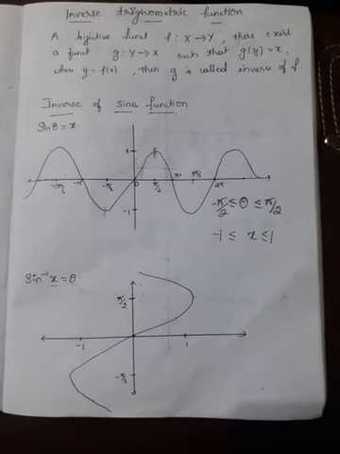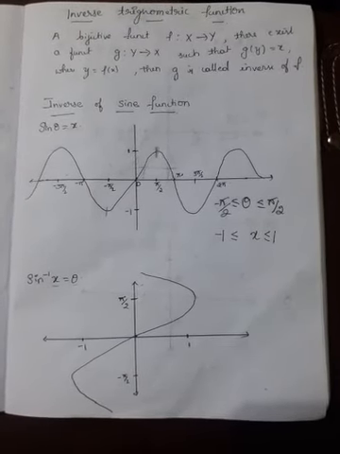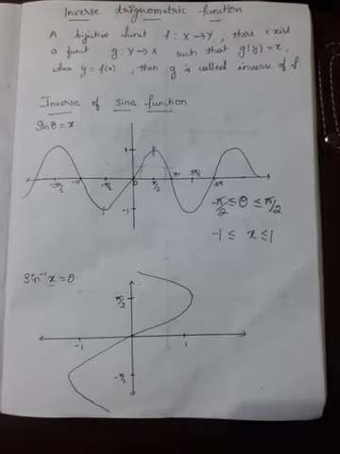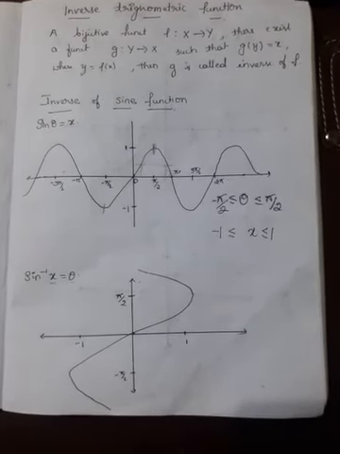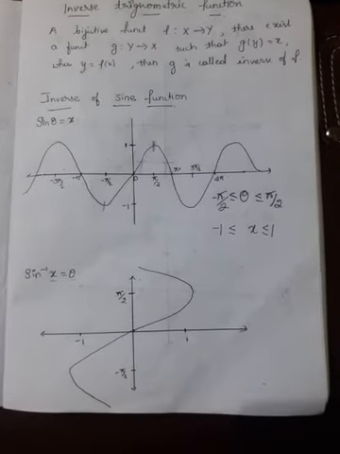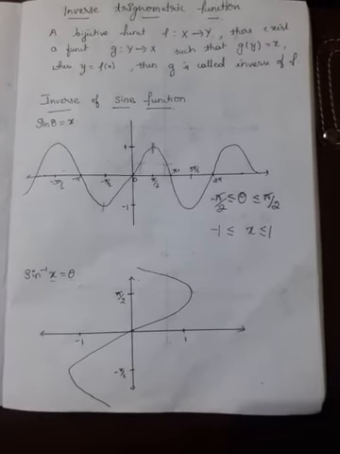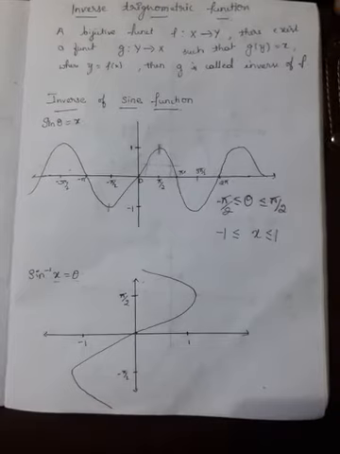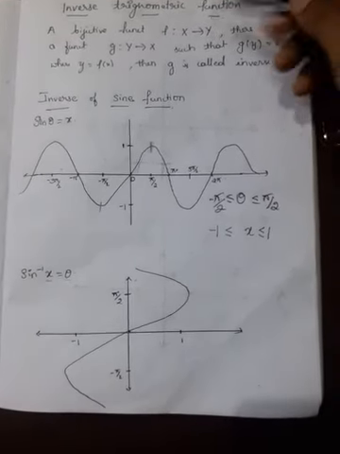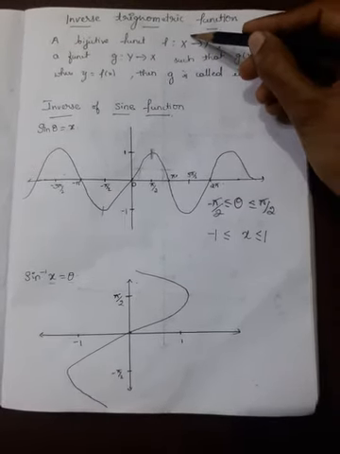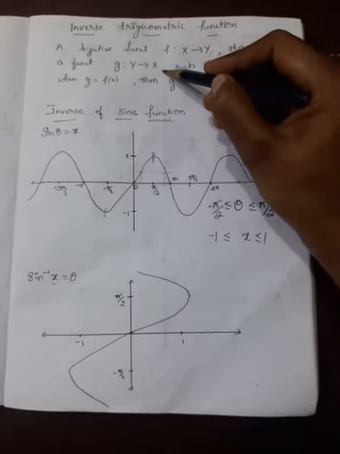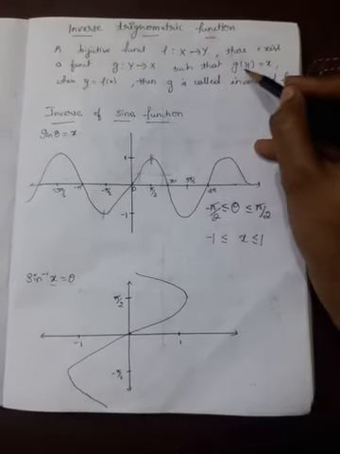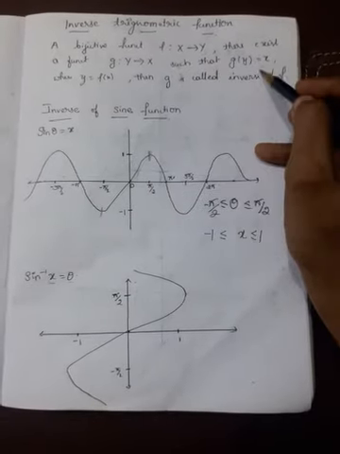The inverse function exists if a function is both one-one and onto. Inverse exists only when it is both one-one and onto. In general, that is called a bijective function. If it is both one-one and onto, then you can define another function g from Y to X. That means if you take a function f from X to Y, the domain and codomain become interchanged in g, such that g of y equals x. Here y belongs to Y and x belongs to X.